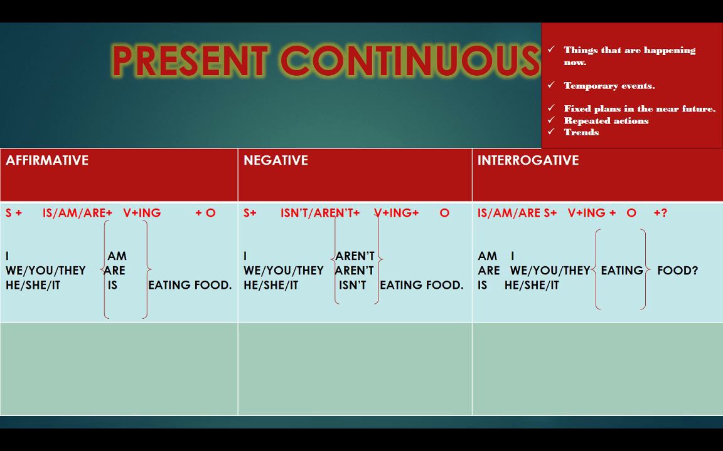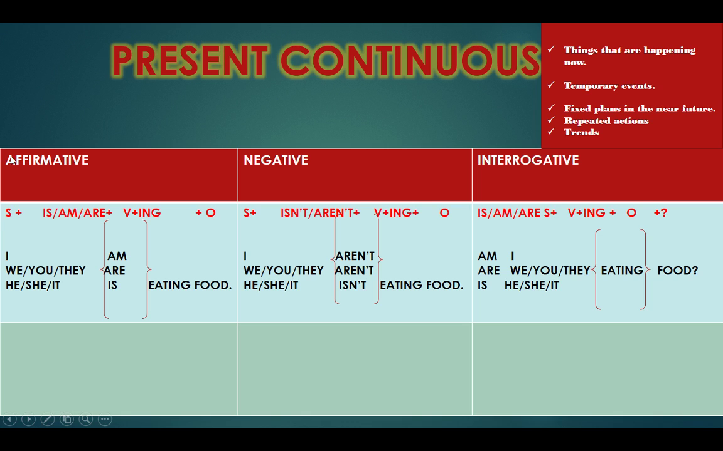Next one, trends. There are different trends setting almost every year in different things. For example, more and more people are using computers for listening to music. More and more people are using computers to listen to music. So this is a trend.